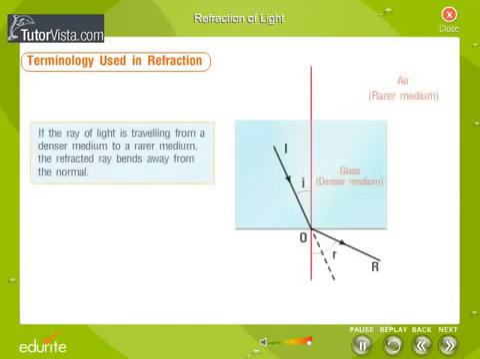If the ray of light is traveling from a denser medium to a rarer medium, the refracted ray bends away from the normal. Here, IO is the incident ray, OR is the refracted ray, i is the angle of incidence, and r is the angle of refraction. In this case, angle i is less than angle r.